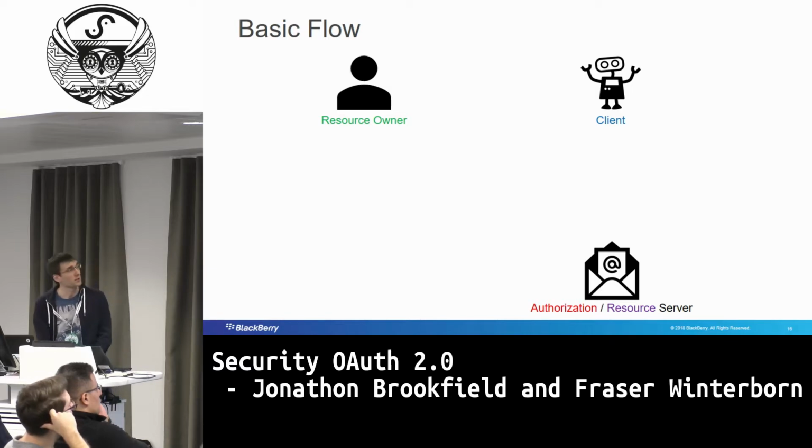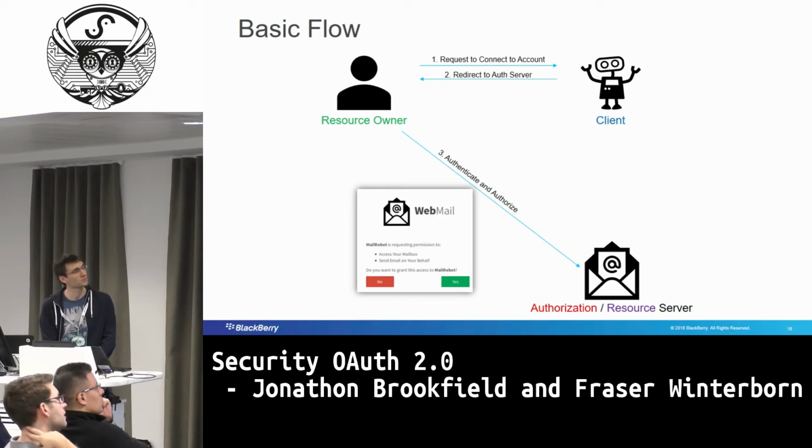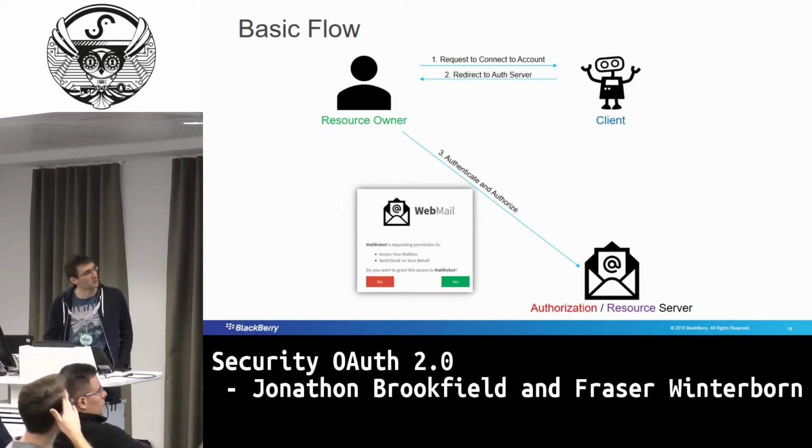So I'm going to take a quick look at the communication between the three parties, so basically how this works. So the first thing the resource owner does is goes to the client and requests that they have their webmail account connected. The client redirects the resource owner, the browser, off to the authorization server, and at this point they authenticate and authorize. So authenticate is login. Authorize is typically a confirmation prompt like the one on the screen there, so you press yes to say you want to give access to these parts of your account.